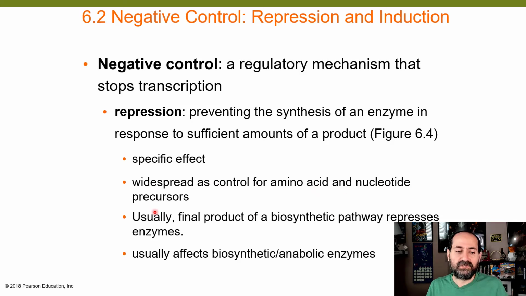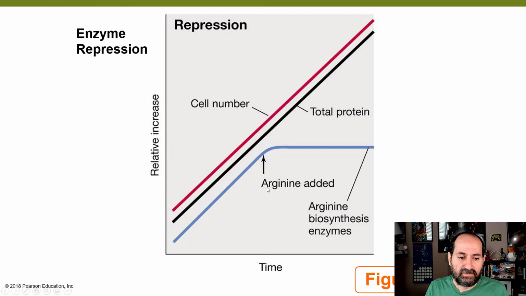So for instance, the cell needs to build amino acids, right? If there is no arginine around, the cell needs to create its own arginine. So it's going to make the precursors for arginine. Does that make sense? Or if the cell doesn't have particular nucleotides around, the cell needs to build those nucleotides so it can build DNA and RNA. You usually see negative control in systems that involve those biosynthetic pathways.